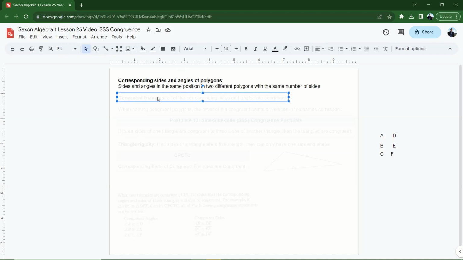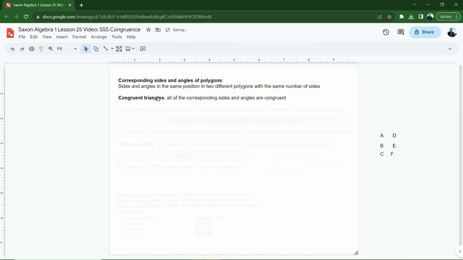Now, what is a congruent triangle? I've been talking about congruent a lot. In congruent triangles, all of the corresponding sides and angles are congruent. Remember, corresponding sides are in the same position, so the angles and sides that are in the same position as each other are congruent.